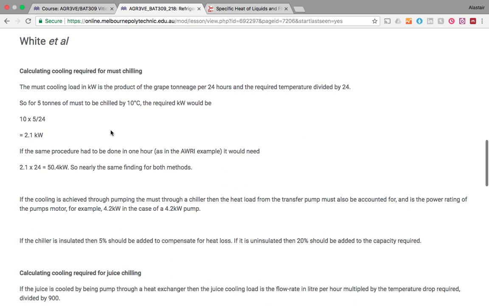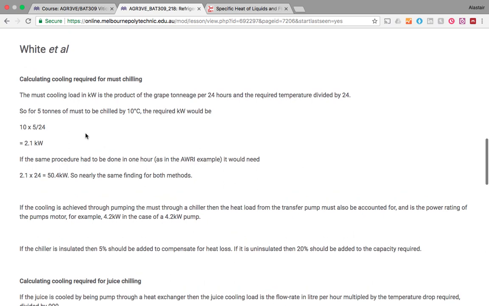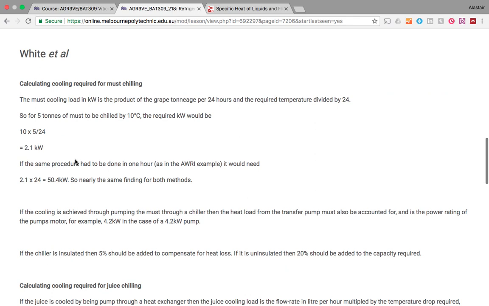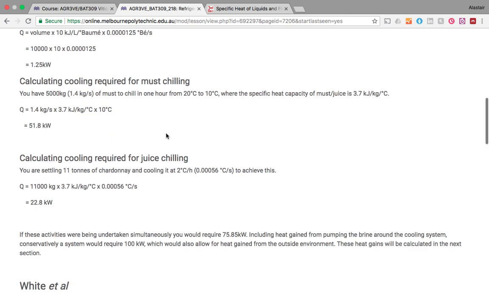The required kilowatts would be 10 for 10 degrees times 5. So we want to chill 5 tons by 10 degrees, and we divide by the number of hours for which we're doing it. And that's 24. That gives us 2.1 kilowatts. If we were doing it in 1 hour, obviously we wouldn't divide by 24, we'd divide by 1, and that would give us 50.4 kilowatts. And what it says here is this is very similar to the AGR3VE calculation.